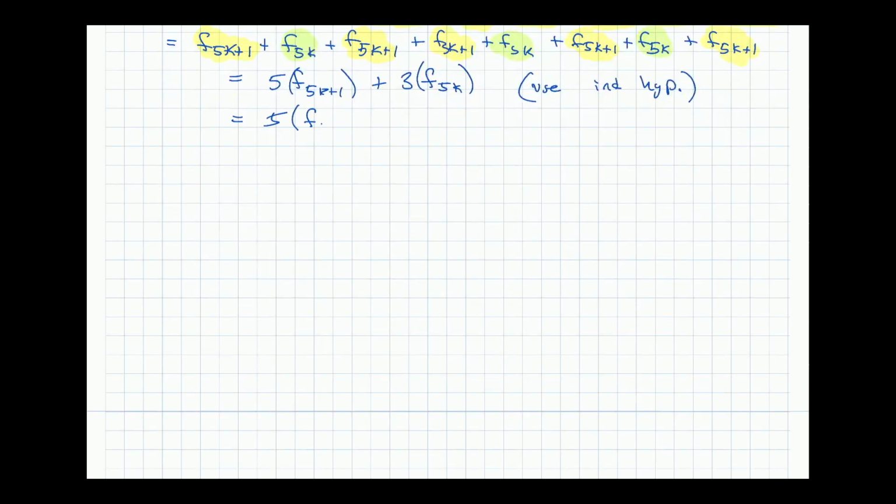So 5 f5k plus 1 plus 3, and then 5c. And the reason you want to do that is because now look, you've got a 5 and you've got a 5. That means you can factor out a 5 and have f5k plus 1, plus 3c. And look at that. That's divisible by 5, right? That's 5 times an integer, which is divisible by 5.